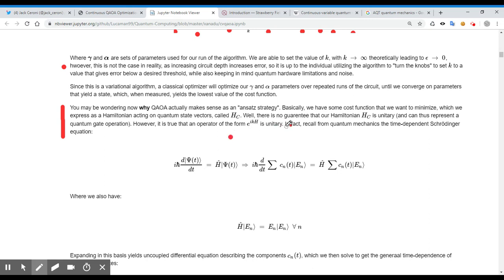Well, there's no guarantee that our Hamiltonian is unitary and can thus represent a quantum gate operation. However, it is true that an operator of the form like that is unitary. In fact, recall from quantum mechanics the time-dependent Schrödinger equation.